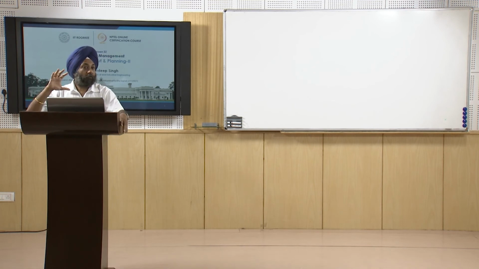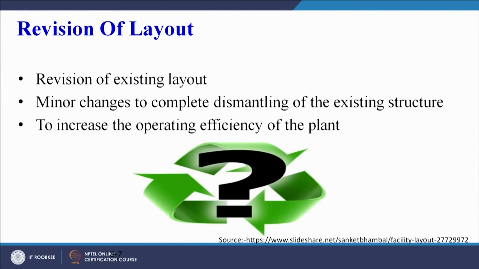Let us try to see a few examples. Now, since there can be a layout which we are already following, many times we may need to revise the layout also. Why do we need a revision? A revision of an existing layout can be done, from minor changes to complete dismantling of the existing layout. And why do we do that? We do that to increase the operating efficiency of the plant.